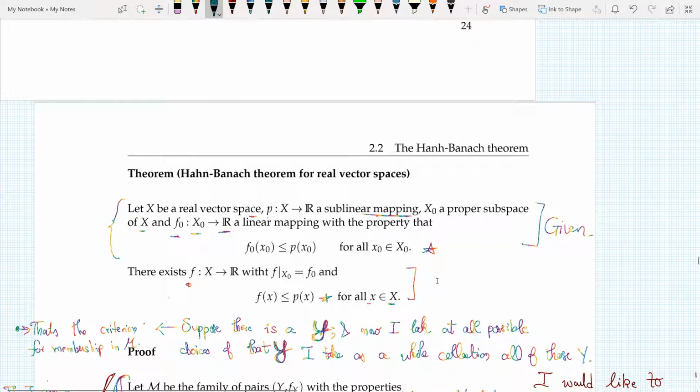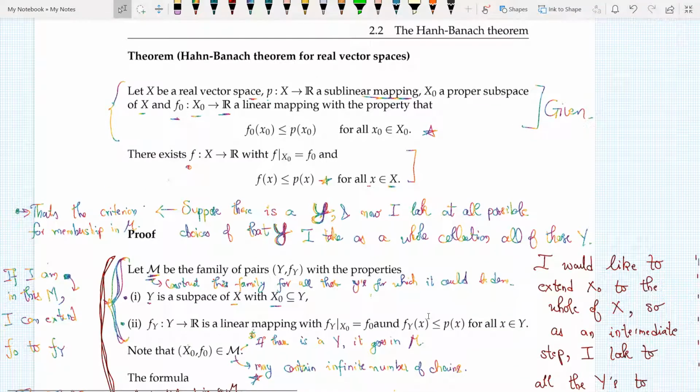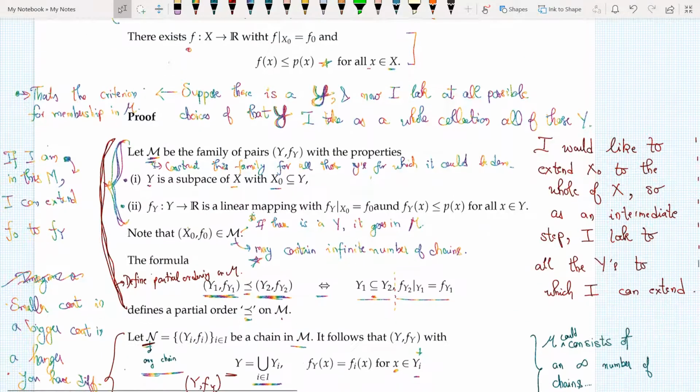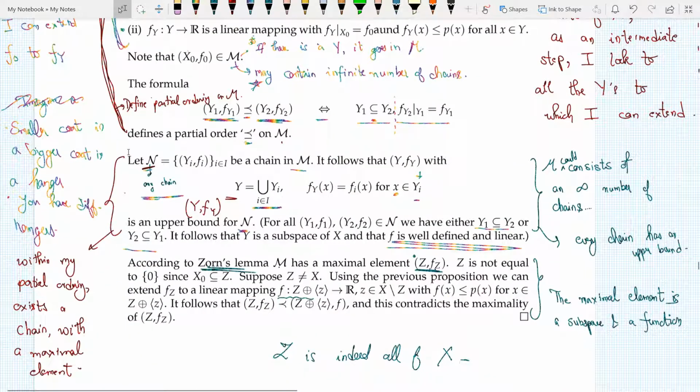A final quick recap of the processes that were involved in this proof. In this part, I defined M, which is a family of pairs, and I defined a partial ordering on M. In this part, I took any chain in this partial ordering, and the construction of my partial ordering was done in such a way that each chain has an upper bound, and in my chain N, the upper bound was given by this pair, capital Y, f of Y.